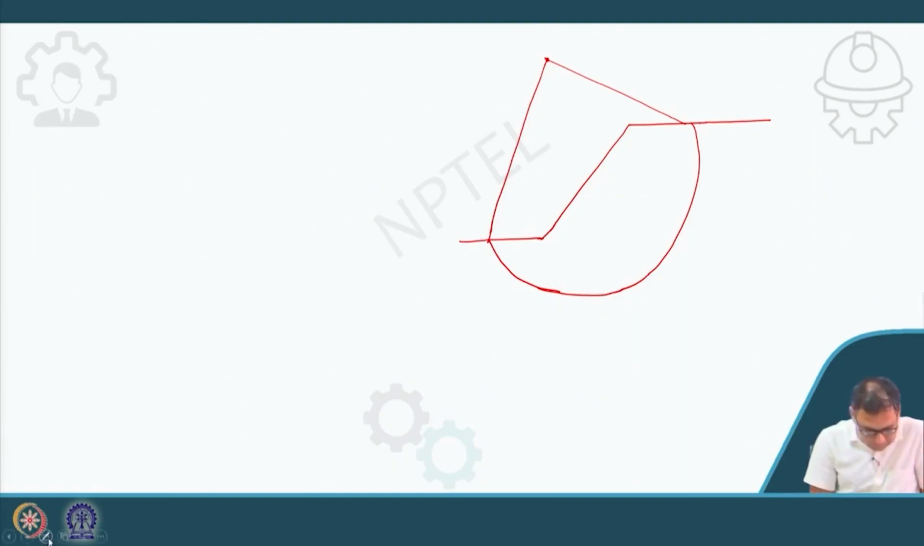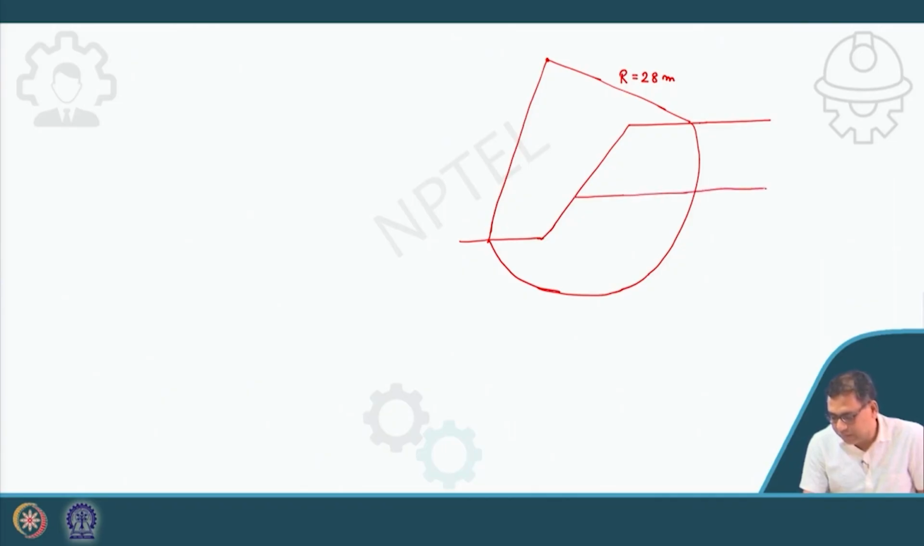Okay, so this is a circular slope, and this one is the radius of the circle. So this is R, which is 28 meter. Now this slope has two layers. This is my layer 1. This is layer 2.